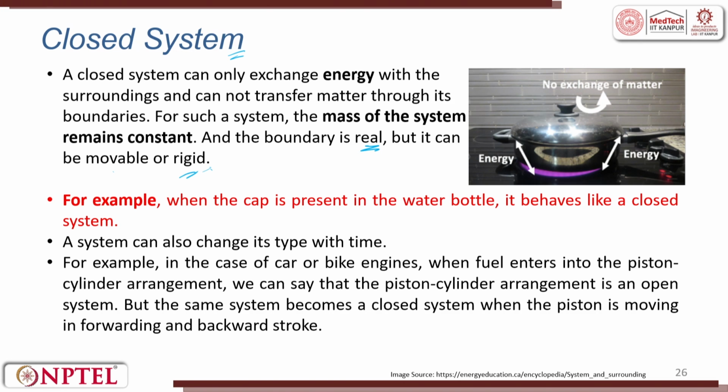A system can also change its type with time. So open system, closed system. For example, in a car or bike engine, when fuel enters the piston cylinder arrangement, we can say that the piston cylinder arrangement is an open system. But the same system becomes a closed system when the piston is moving in the forward or backward direction. Very important, please try to see the difference between an open system and a closed system.